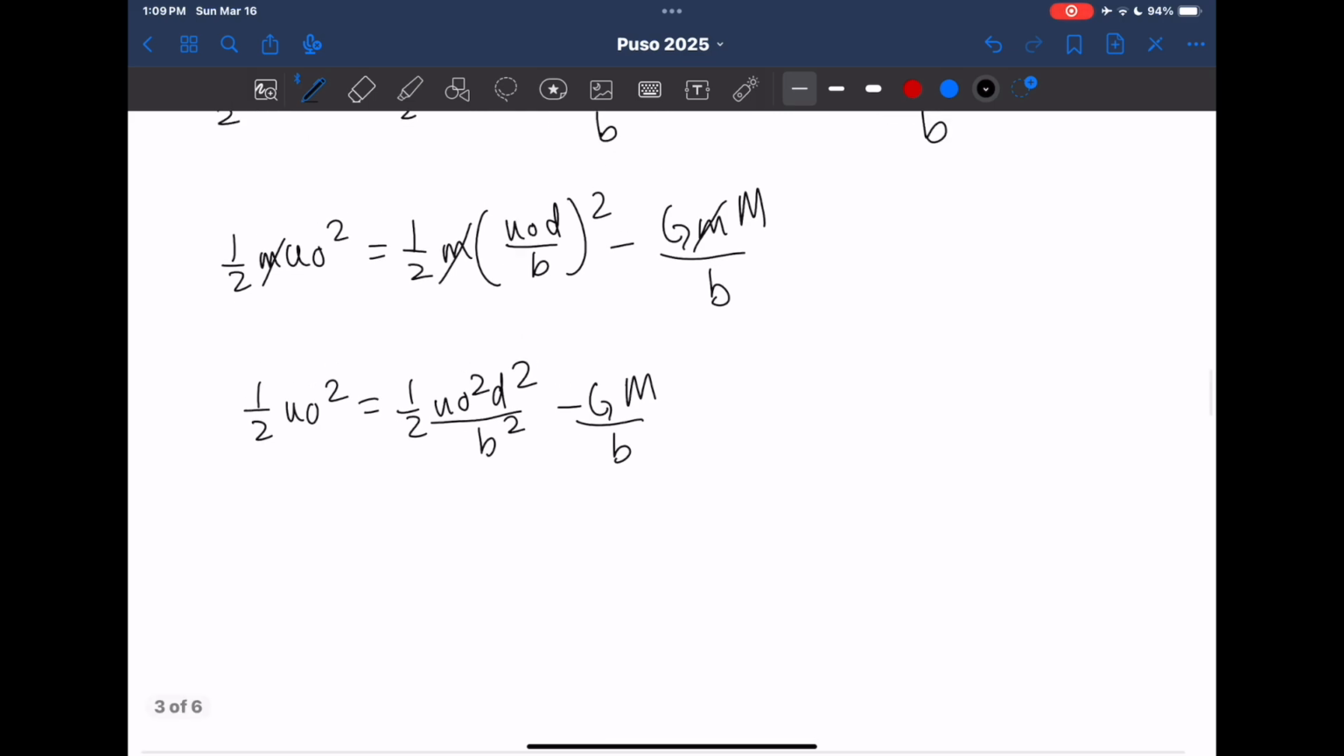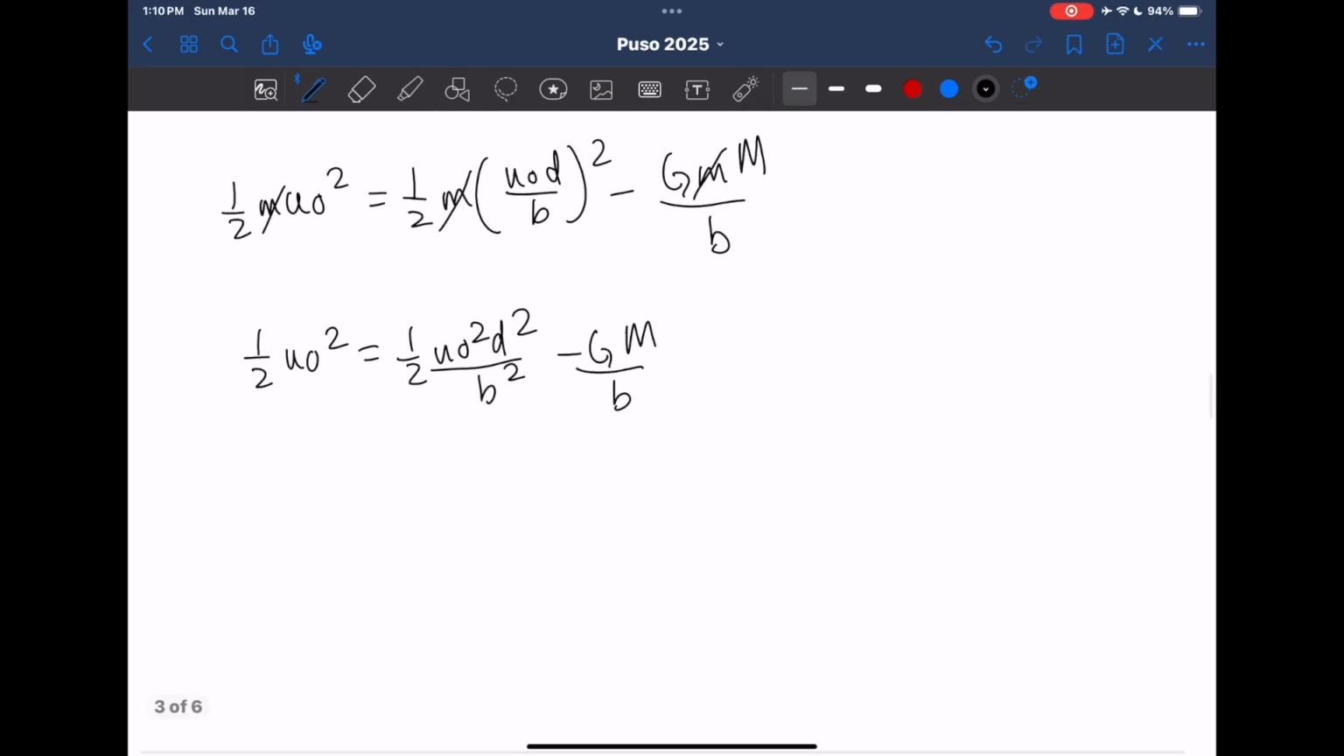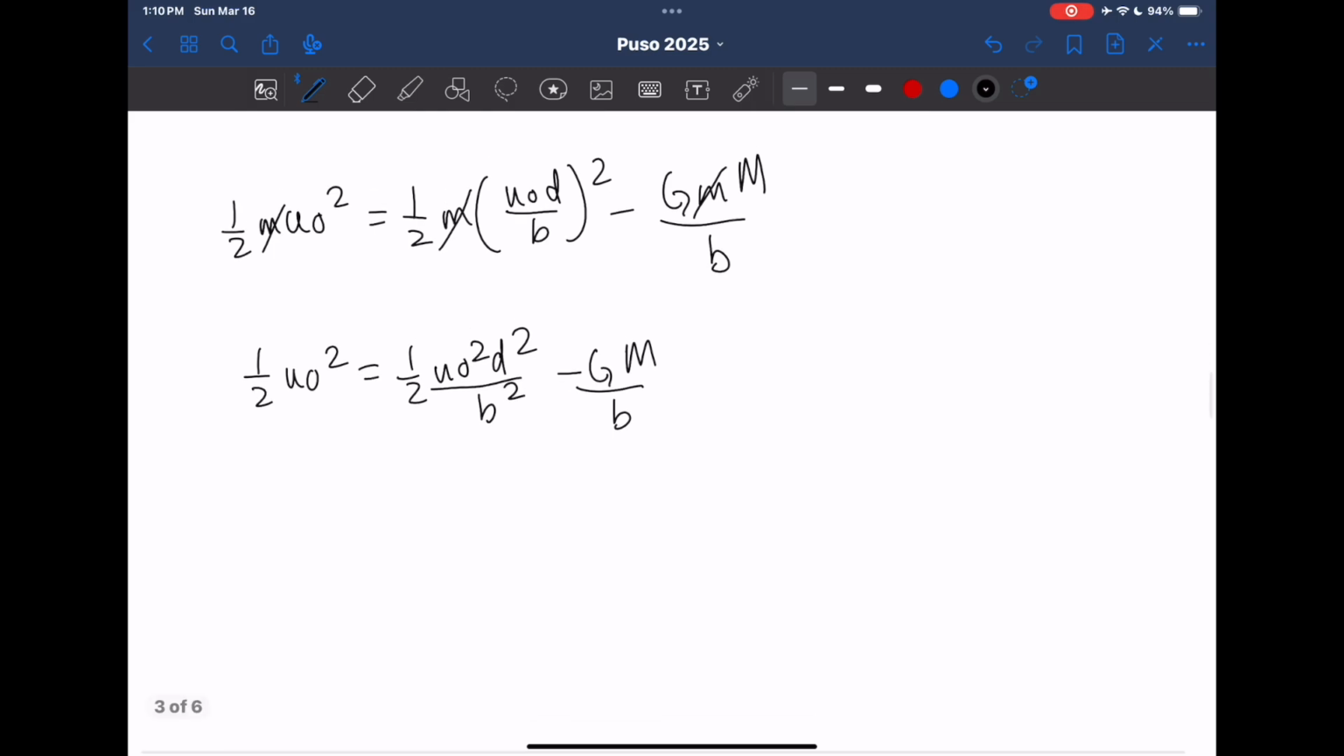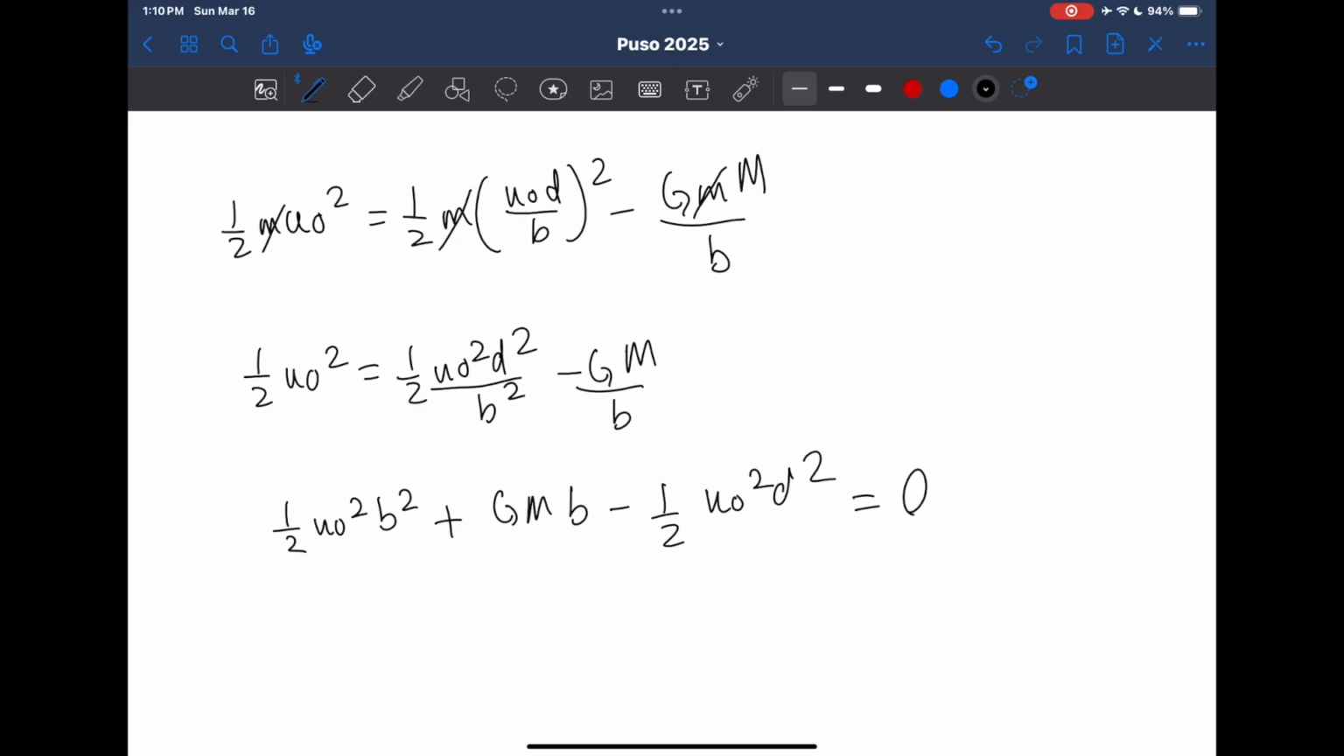Now, what we're going to do for this expression is multiply both sides by b squared. So multiply both sides by b squared, and then we'll rearrange it a little bit algebraically. So then we have 1/2 u naught squared b squared minus g m b, and you can do the algebra and see that this is an equivalent expression. And then minus 1/2 u naught squared d squared equal to 0.